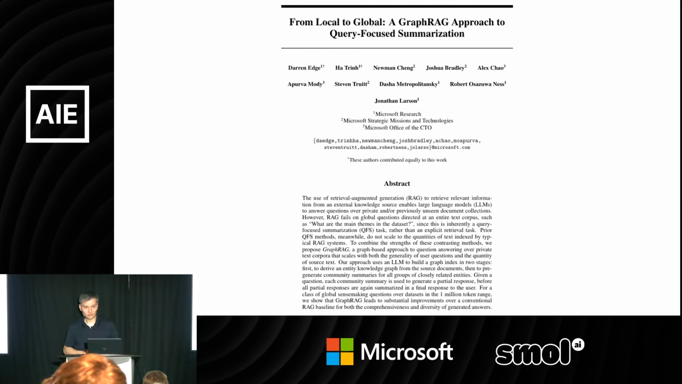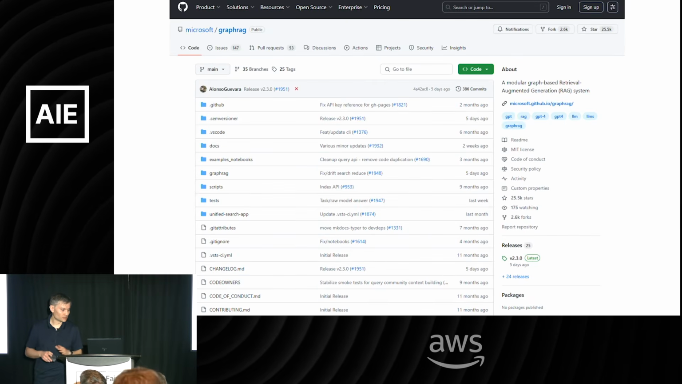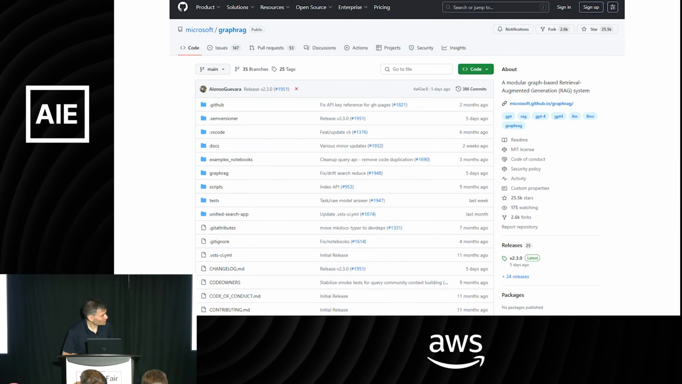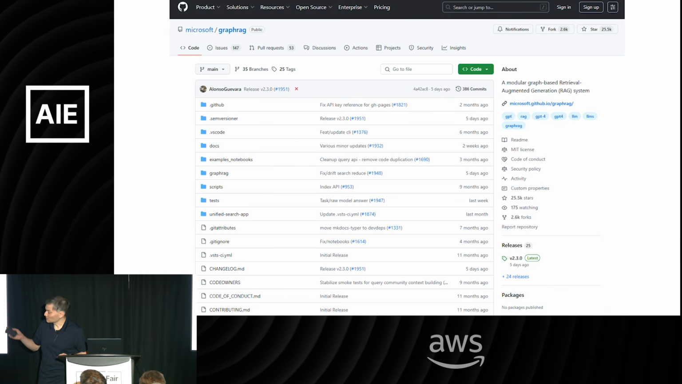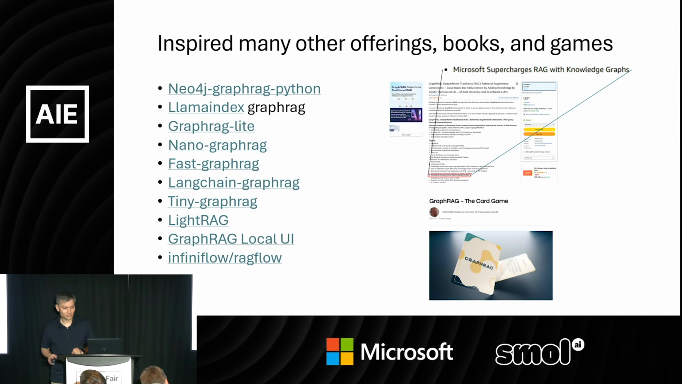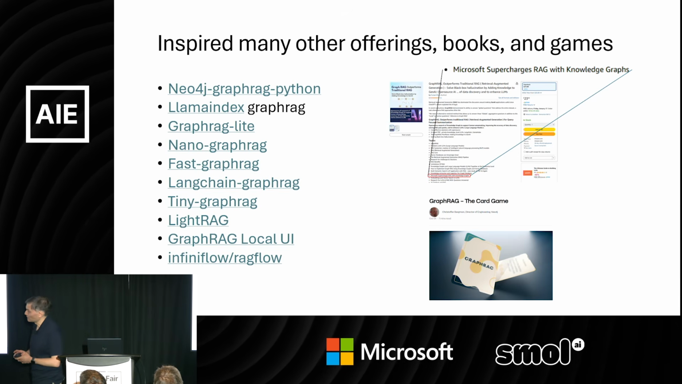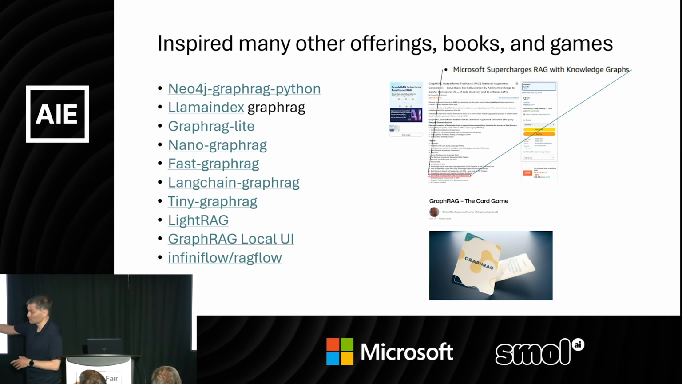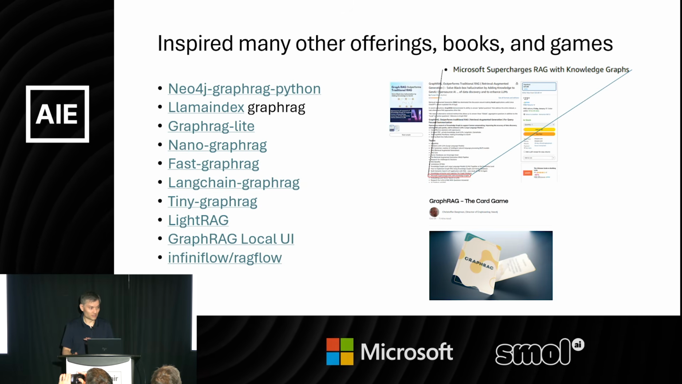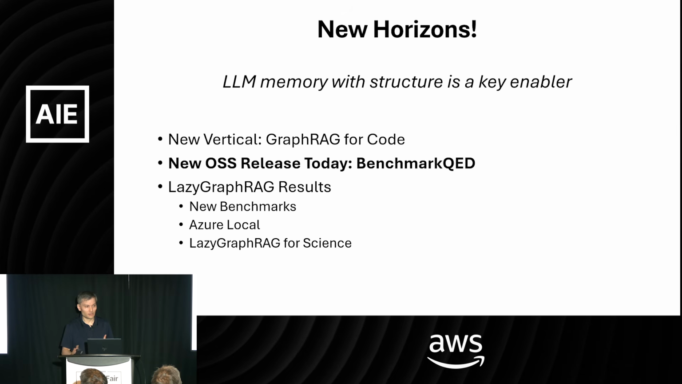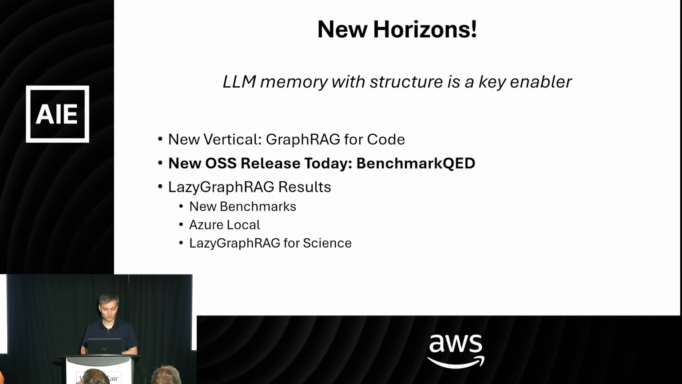Some of you may have seen our paper that we released last year, the GraphRAG paper, or you might have seen our GitHub repo that has a lot of stars on it. When we released this last year, to our surprise, it got a lot of attention, and it also inspired many other offerings. My favorites, of course, were the ones that Neo4j did with a card game, because I'm a huge board game fanatic as well. There's been lots of derivative work from it. But today I'm not here to talk to you about some of the things that have been. I'm here to talk to you about some of the new horizons.